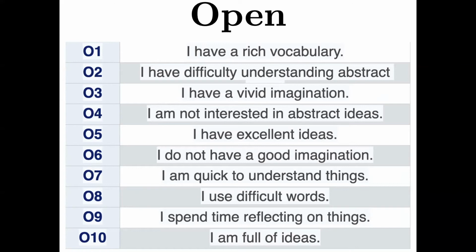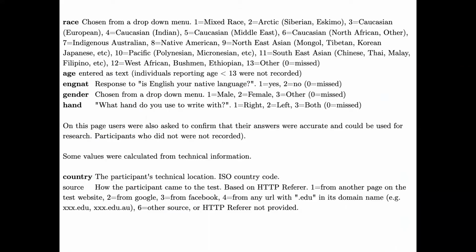There's some additional variables in this data set that we may choose to use. I apologize for the formatting on this slide. I just copy and pasted it from the data dictionary, but we have race, age, English national, so whether or not English is your native language, gender, handedness, be right-handed or left-handed or ambidextrous. And then we also have a country code.